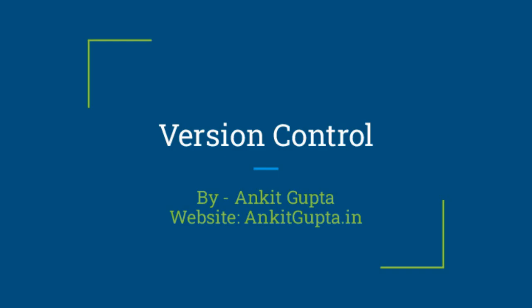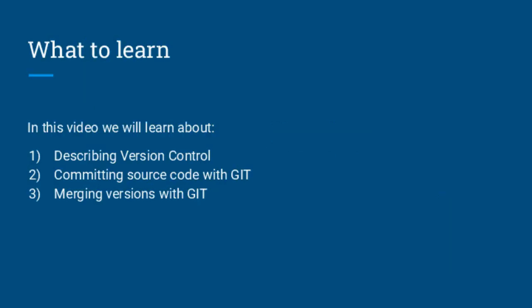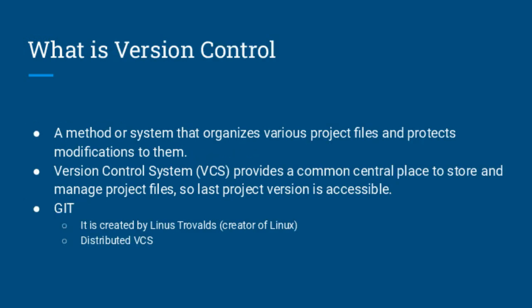Version control. In this video we will learn about describing version control, committing source code with Git and merging version with Git. A method or system that organizes various project files and protects modifications to them. We typically use them for source control. Version Control System or VCS provides a common central place to store and manage project files. So the latest project version is accessible.